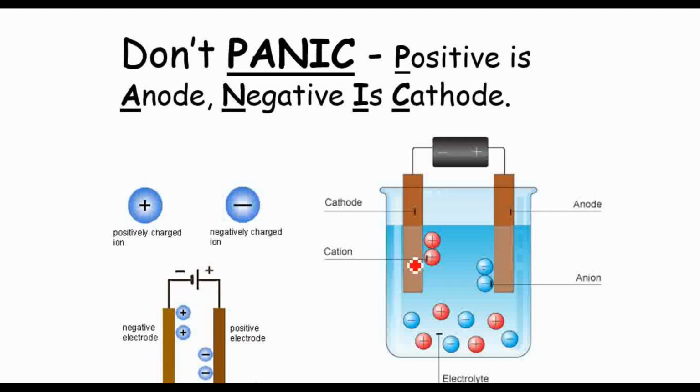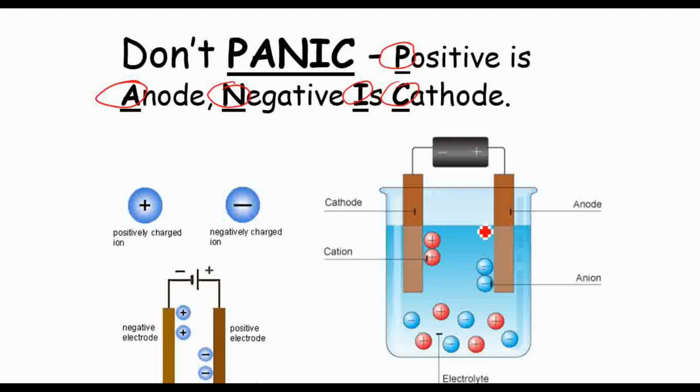Now I don't want you to panic because you're hearing all of these terms. You can use this to remember that your positive electrode is your anode, so positive anode, and your negative electrode is your cathode. Okay, and you should remember that your cations, which are positive, are going to be attracted to your cathode because your cathode is negative, as opposites attract.